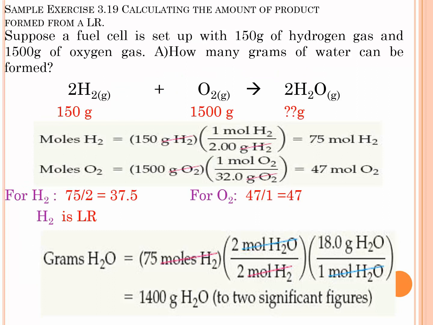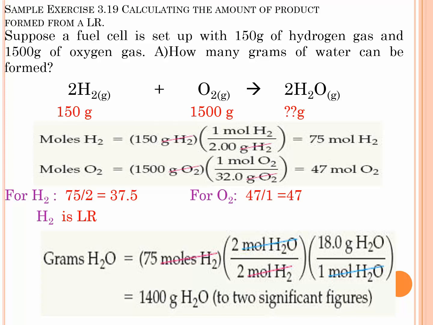Here, calculating the amount of product formed from a limiting reactant. Suppose you have the following reaction. You start with 150 grams of hydrogen and 1500 grams of oxygen. How many grams of water are formed? So again, the first step is always to convert the grams into moles. So moles of hydrogen, 150 divided by 2, 75 moles. Moles of oxygen, 1500 divided by 32, 47 moles.